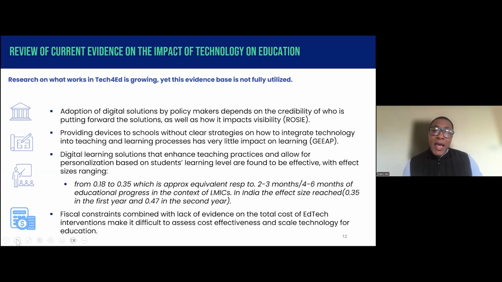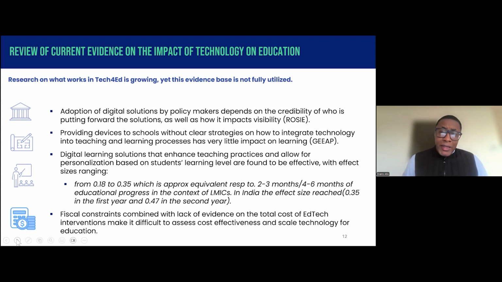The good news is that when we design digital learning solutions that enhance teaching practices and allow for high personalization, we see great results. Sometimes the effect size can go from 0.18 to 0.35, which for some experts means going from 2 to 3 months of additional progress to 4 to 6 months of educational progress. And in India, we remember that study done in 2007, where in the second year of the intervention, there was an effect size of 0.47.